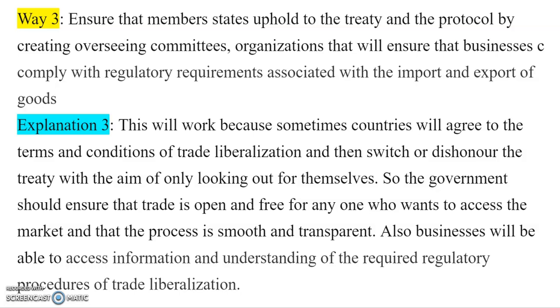So if a country decides to dishonor the treaty, there's a committee that can look into the matter, or an organization that can look into it and decide what sanctions they can take to address the problem.